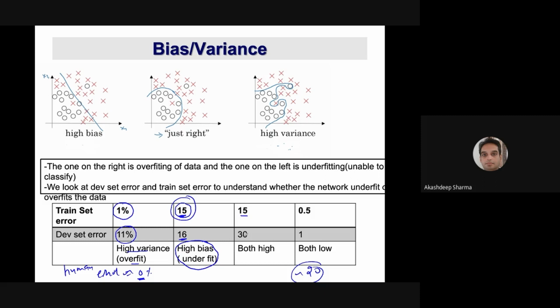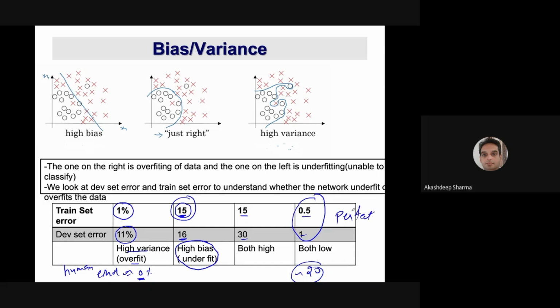If it is both 15 and 30, it means both are again high. Your bias is also high, your variance is also high. It's both an underfit and overfit problem. So in this case, this is both low. So this is almost fine. This is perfect sort of thing that we have done. This is perfect. But I again stress it out.